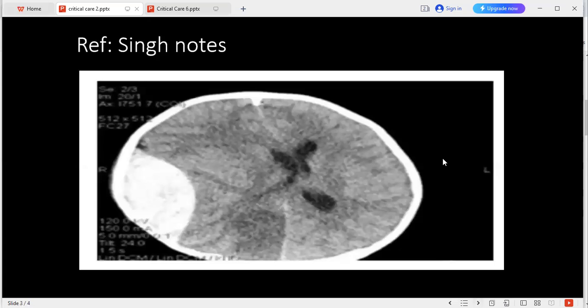How would you read it? Can you read it for me, please? It is a biconvex hyperdense area, and yes, there is a compression of the ventricles and the midline shift. Compression and midline shift. All right, good.